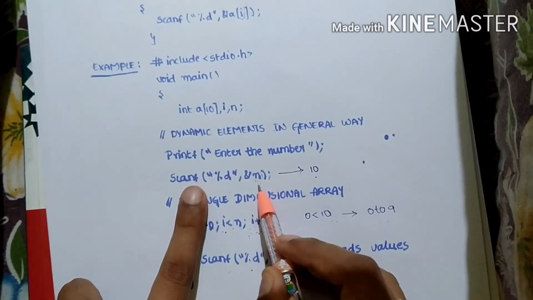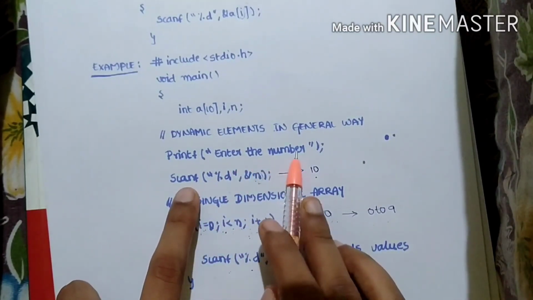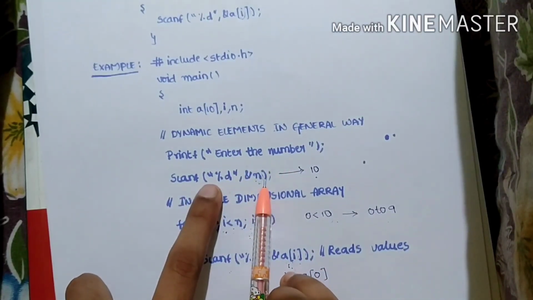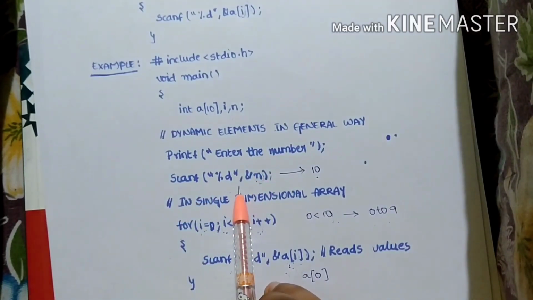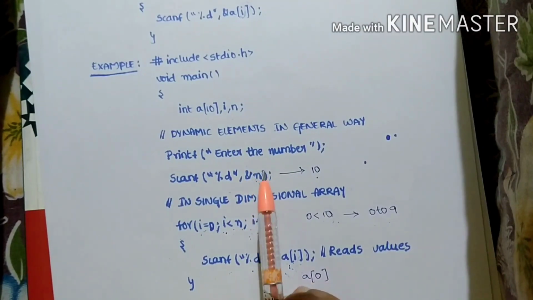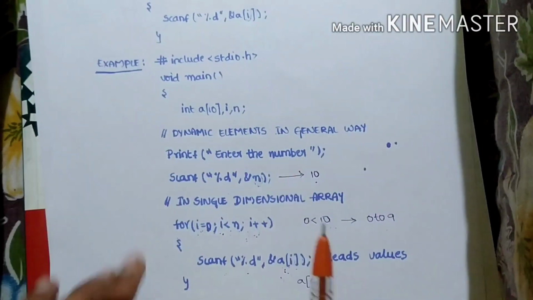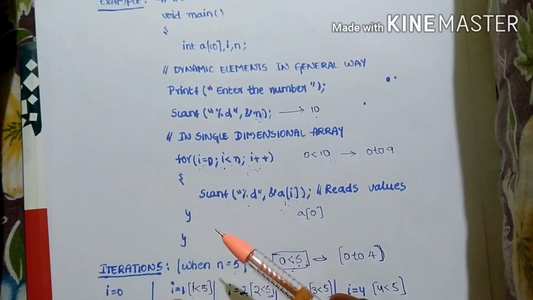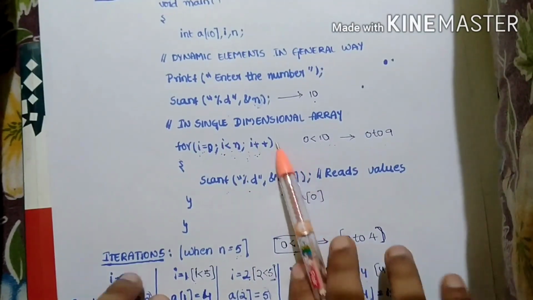To enter this n value dynamically in the output, I am using a printf asking to enter the number, and after that I will be entering 10 so that it will be stored in the n value. If we have to store this for 50 numbers, then we have to use 50 printfs and scanfs. Instead of using that, we are using a single for loop, so that the loop iterates until the condition becomes false. I hope you guys understood single dimensional array.